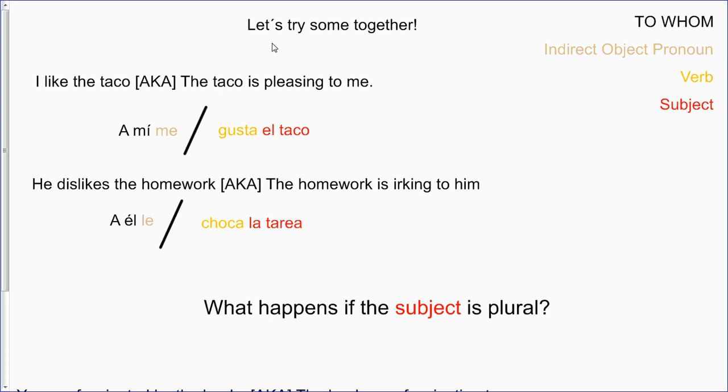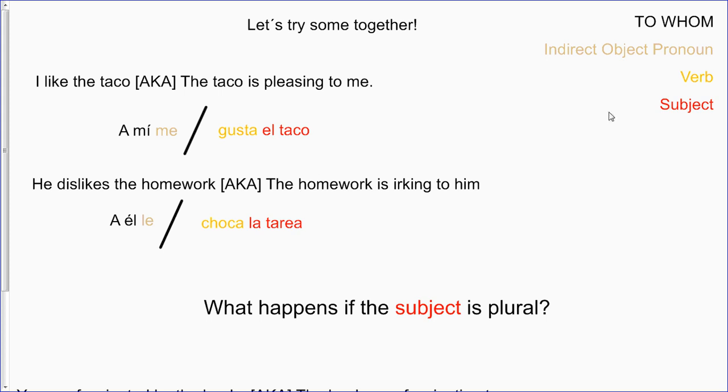So let's try some together. We have, I like the taco, or the taco is pleasing to me. You guys can understand that to be a mí me, and then gusta el taco. He dislikes the homework, or the homework is irking to him. Would be a él le, because it's to him, choca, irking, or annoying, or dislike, and then the word is homework, la tarea.